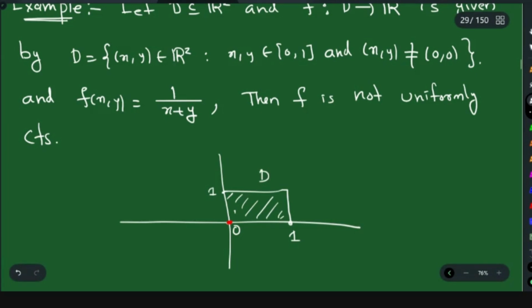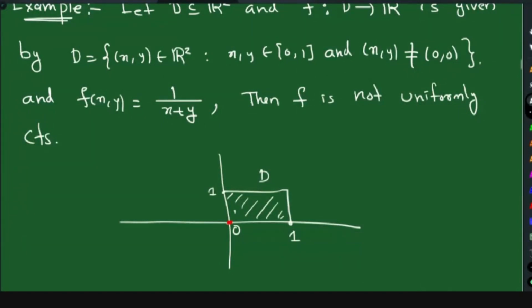Now I define the function f(x, y) as 1 by (x plus y). That is my function. Now I wanted to check whether this function is uniformly continuous on this domain. So by our definition, to check something is uniformly continuous, you have to look at the sequences. So two sequences you have, their difference should go to 0, but the difference of the image should not go to 0. So here I am showing that this function is not uniformly continuous. So let us look at how we will do it.